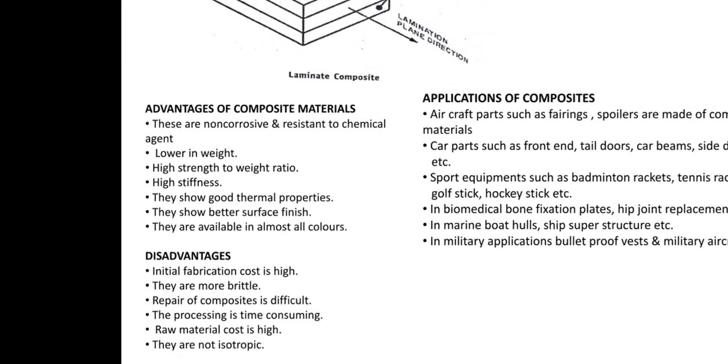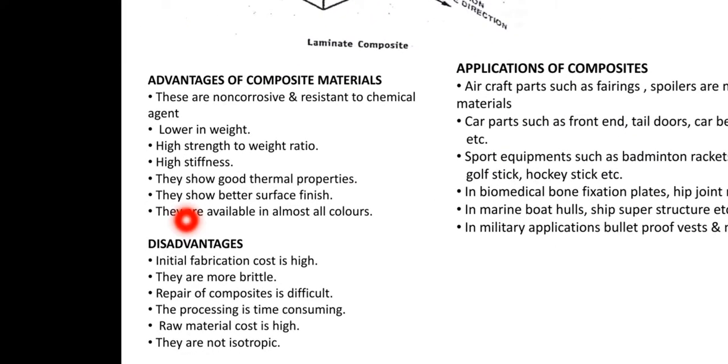What are the disadvantages? Initial fabrication cost is high. That means initially, to make the composite material with the required manufacturing process, high cost is incurred. They are more brittle. It is very difficult to repair the composite material once it is under maintenance. The processing time is consuming. Raw material cost is high, and they are not isotropic.